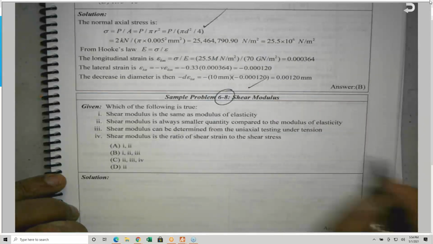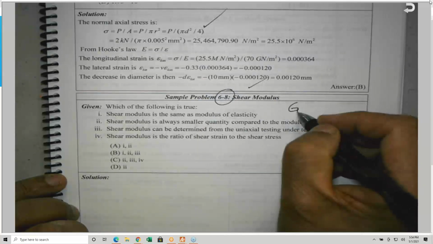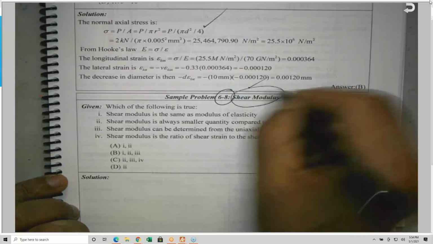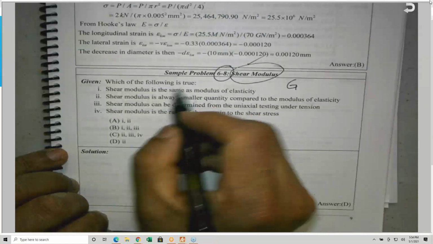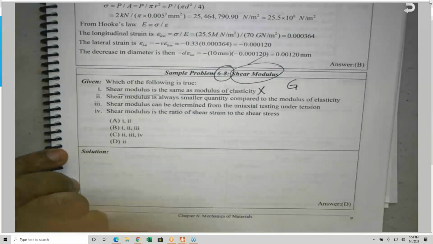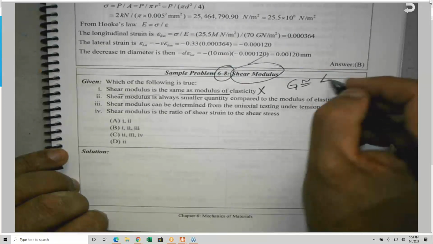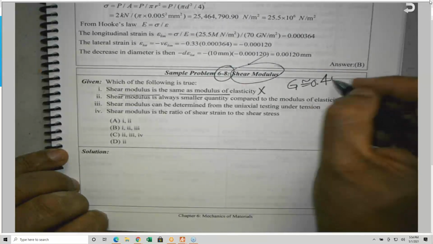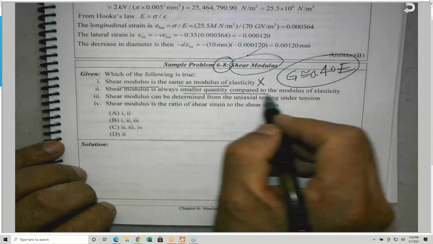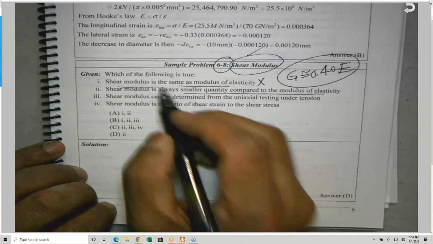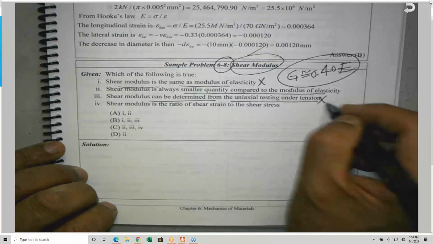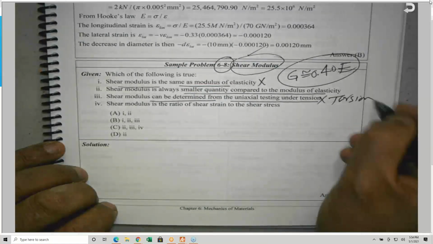Problem 6-8, shear modulus. Shear modulus, by the way, is G, which is the one we get from the torsion test. Which of the following is true? Shear modulus is the same as the modulus of elasticity. No. We said that G is about 40% or 0.4 of E, the one I showed you. Shear modulus is always a smaller quantity compared to modulus of elasticity. That's the correct statement. Shear modulus can be determined from the uniaxial testing. No, this is from the torsion test.